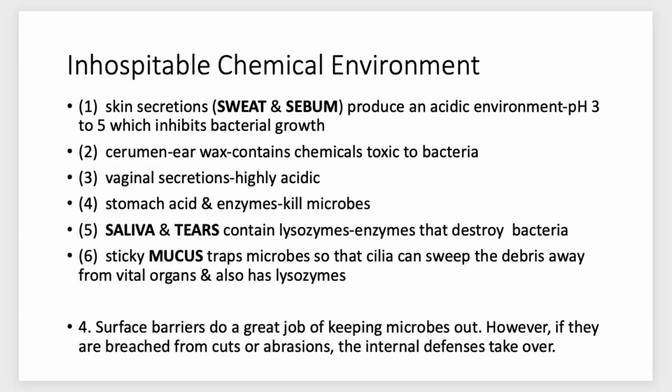So how is this environment going to be inhospitable? Well, for the skin, there are certain secretions that help get the ideal range of the pH and salinity away from what microbes would normally prefer. So we see that with our sweat and sebum, the fluids and oils that build up on our skin. They create a more acidic environment that is inhospitable to the bacteria. We also have cerumen, which is earwax, and this is going to come from the ceruminous glands in the ear canal, and that's going to contain toxic chemicals towards bacteria.